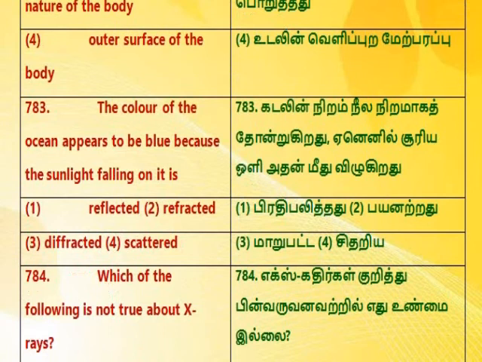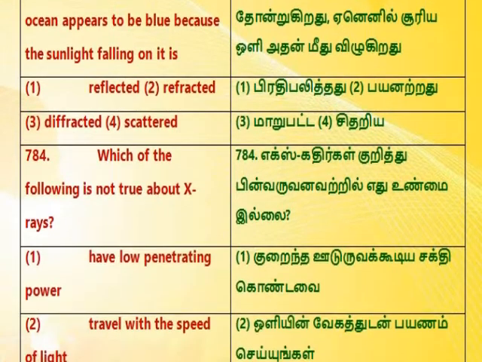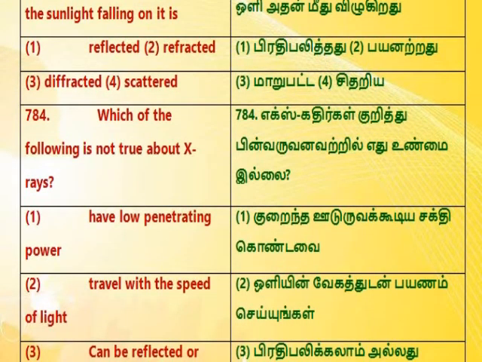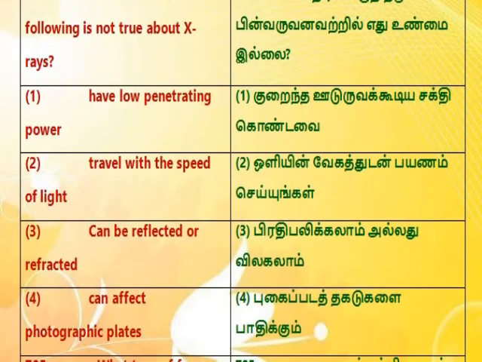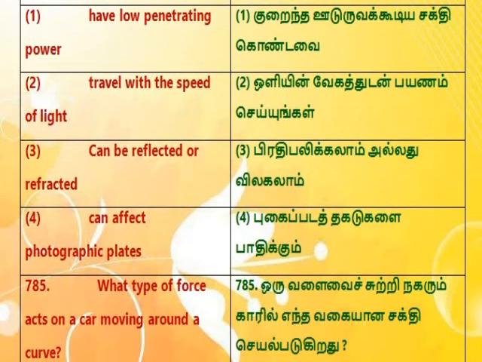783. The color of the ocean appears to be blue because the sunlight falling on it is, 1. Reflected, 2. Refracted, 3. Diffracted, 4. Scattered. 784. Which of the following is not true about X-rays? 1. Have low penetrating power, 2. Travel with the speed of light, 3. Can be reflected or refracted, 4. Can affect photographic plate.